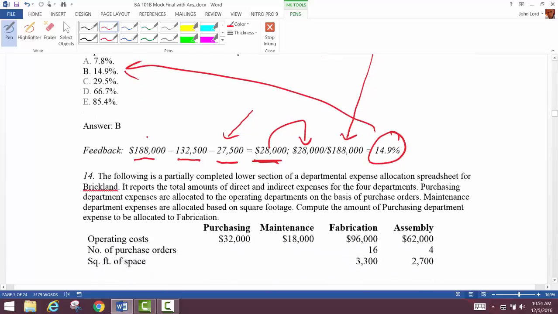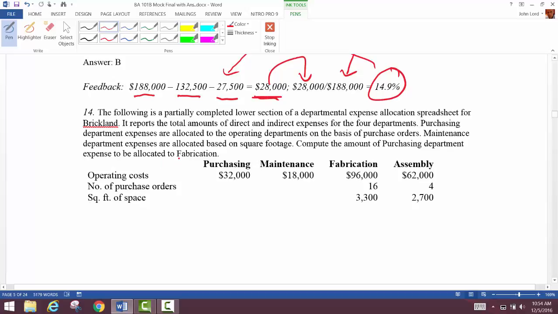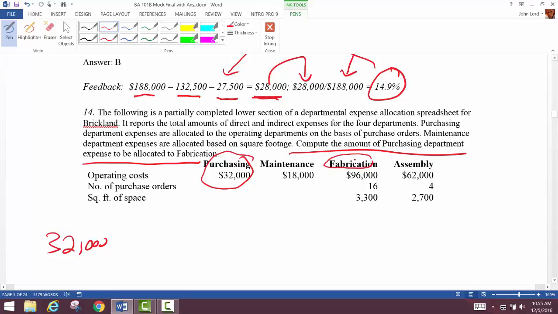Okay. Number 14, and they give me this information here, and they want to know if I can compute the amount of purchasing department expense that should be allocated to fabrication. When I look at these, I say, okay, I have to take that purchasing department 32,000 and allocate it for the fabrication department, and they tell me that for purchasing, it is based on number of purchase orders. Here it is. So I add these two together. What do I get here? Oh, number of orders, sorry, not floor space. So it's 20 orders as the total.